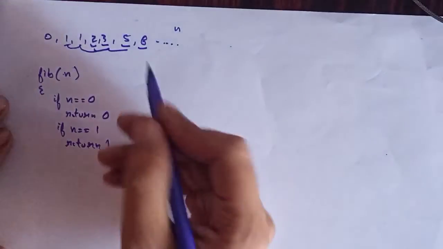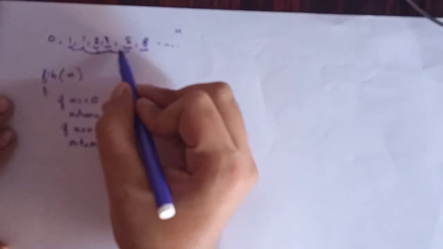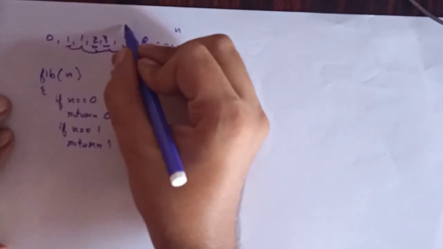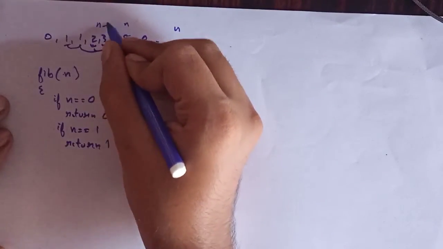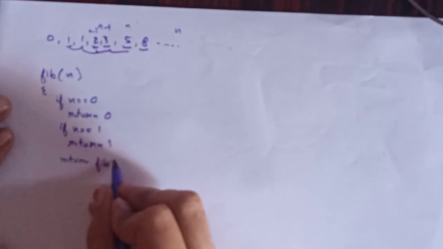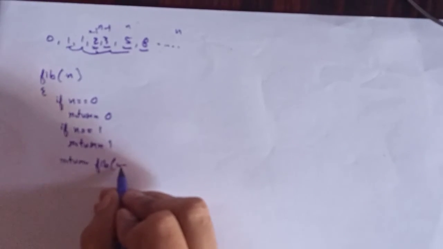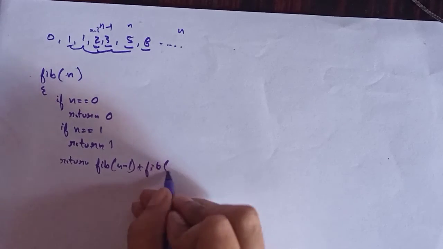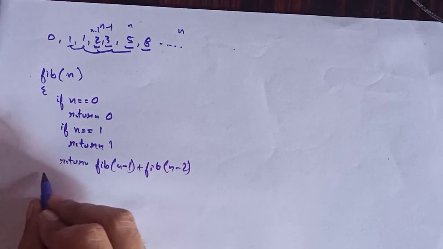Now for the following elements, what needs to be done? Well, the answer is in the question itself. The value is actually equal to the sum of the previous two elements. So if this is n, this is n minus 1 and this is n minus 2. So what we simply do is we return fib of n minus 1 plus fib of n minus 2, and that's it.